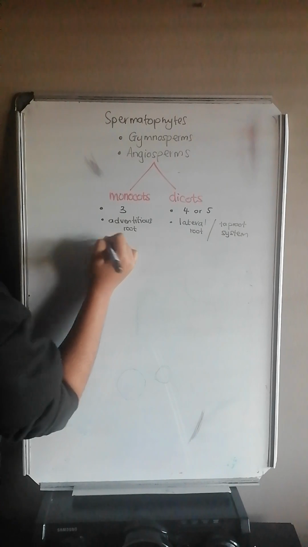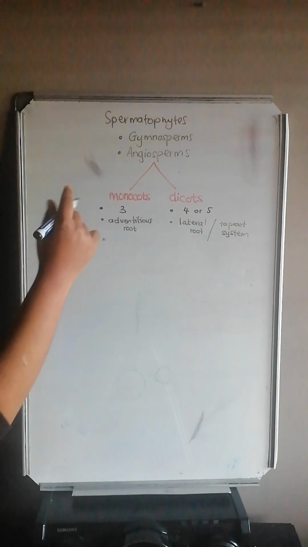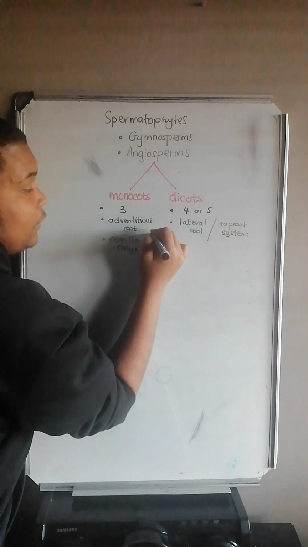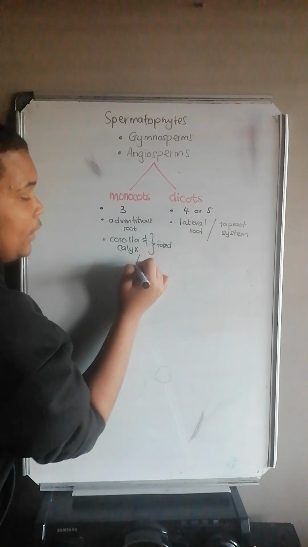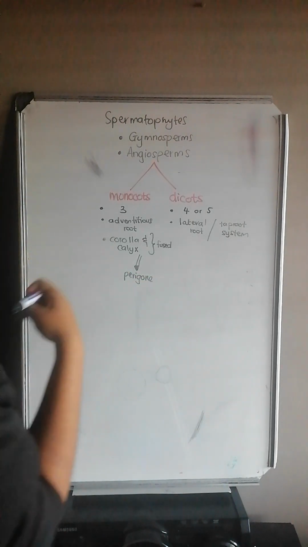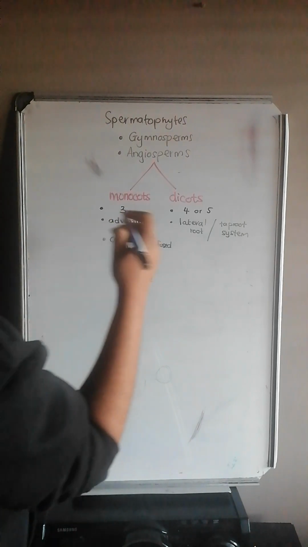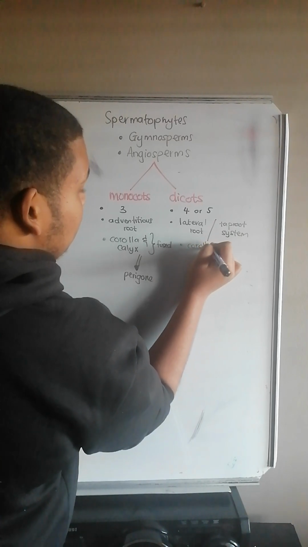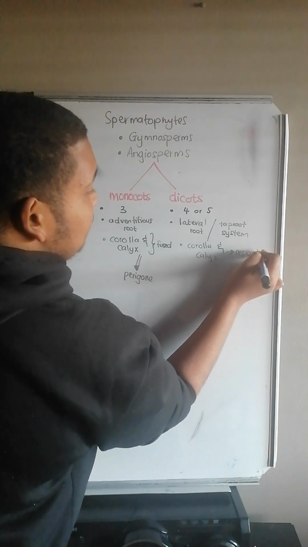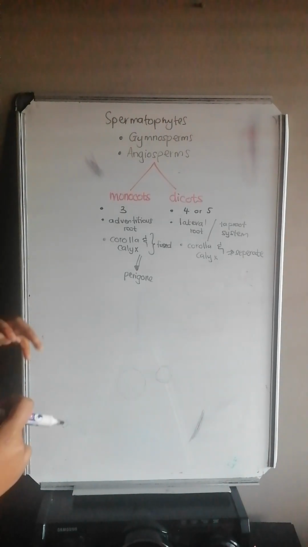And a few other differences here, which we will see when we get into it, is that there are structures in a flower known as the corolla and the calyx. With monocots, the corolla and calyx are fused together. And when they are fused together, we call them the perigon. And then with the dicots, the corolla and the calyx are separate.